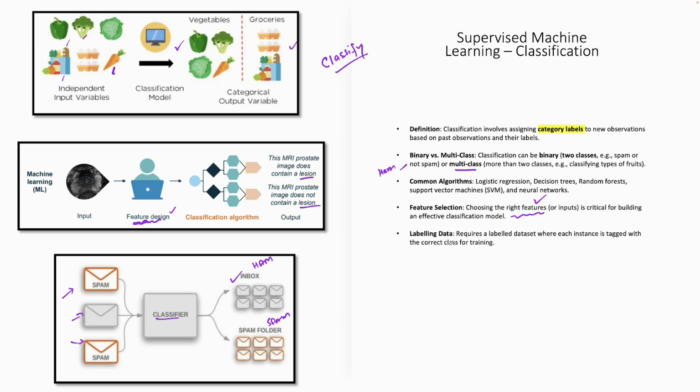Remember, as we did with the Setosa flower, it is labeled data that you are giving. So it requires a labeled data set where each instance is tagged with the correct class for training, right? So here, when you're feeding the data, you're already telling whether this belongs to this category or not. And this is your training data. And when the test data comes, the machine learning algorithm should be able to identify in which category it falls, right?